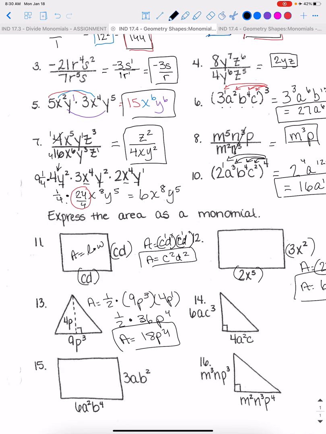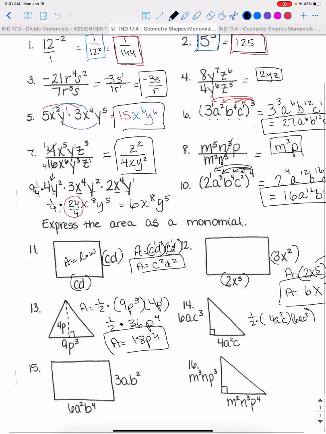Here you've got 1/2 times base, which is 4a squared c, times 6ac3. Kind of running out of room here. There we go. So again, ignore the 1/2 for right now. 4 times 6 is 24. A squared times A1 is A3. C1 times C3 is C4.